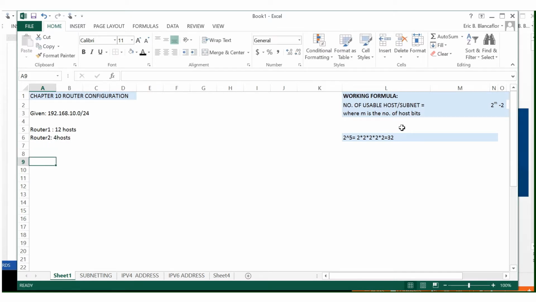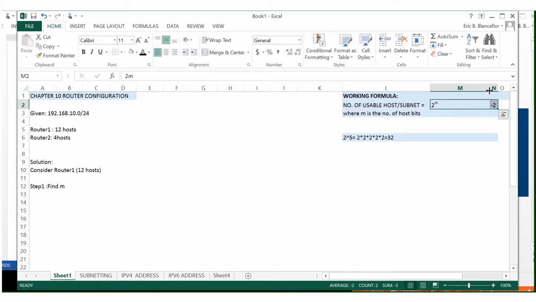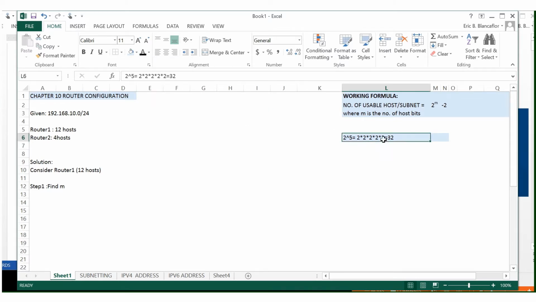So we said that in subnetting, we always start with the largest host requirement. So in this case, we start with router 1. Router 1 needs 12 hosts. Okay? You still remember the process, right? Step 1 is finding the value of M using this formula here, that the number of usable hosts per subnet is 2 raised to M minus 2, where M is the number of host bits. 2 raised to M minus 2, where M is the number of host bits. There, okay?